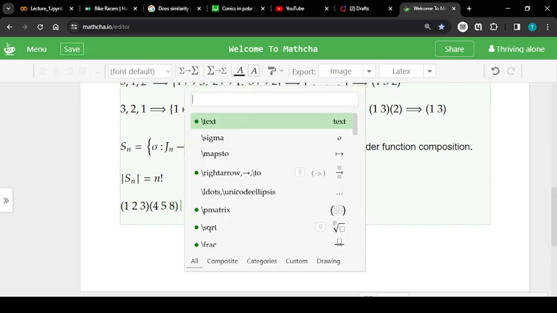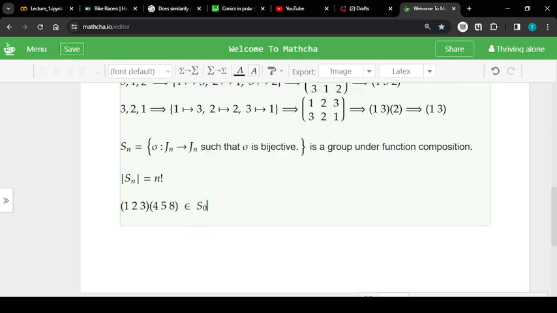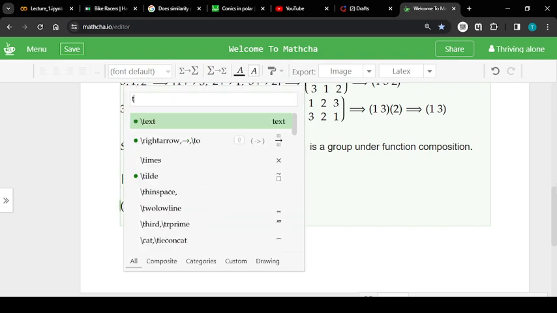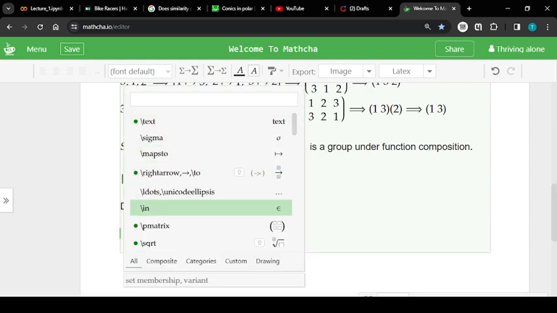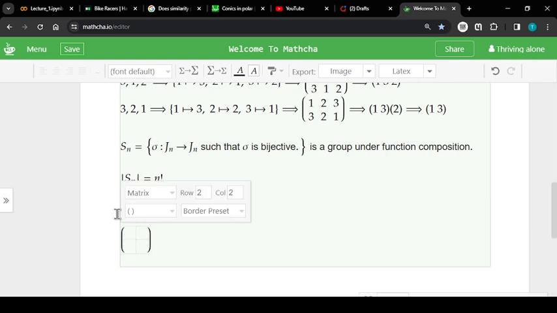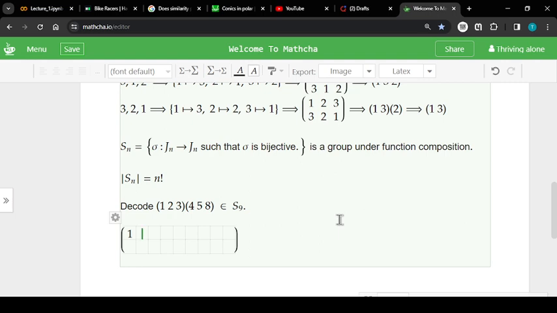Now suppose this is in S9. Suppose this permutation takes... decode this. Now it belongs to S9, so we'll just write the matrix. There will be, I think, 9 columns. We'll basically do the reverse of what we have done so far. We'll write it in the matrix notation, that is, what is mapped to what. That will answer those questions.